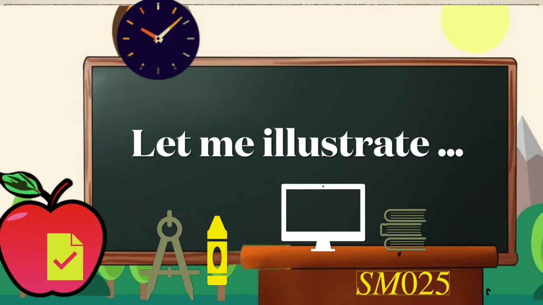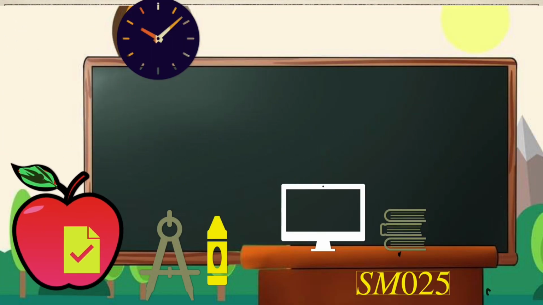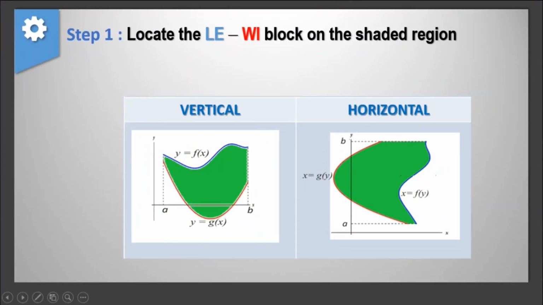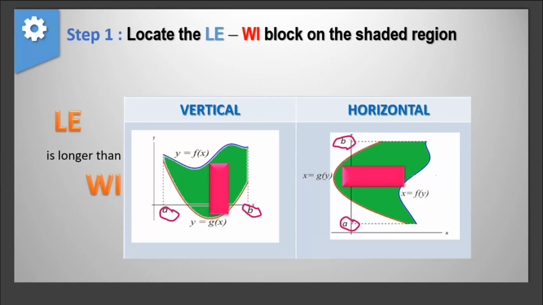To make it clearer, let me illustrate through this diagram. Step 1. We locate the Le-WI block on the shaded region. The block is located vertically when you choose x boundary. Meanwhile, it is located horizontally if you choose y boundary as the limit of integration. Remember, length is longer than width, so we label the longer side as length and the shorter side as width.